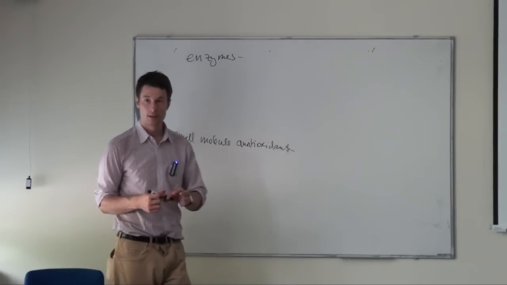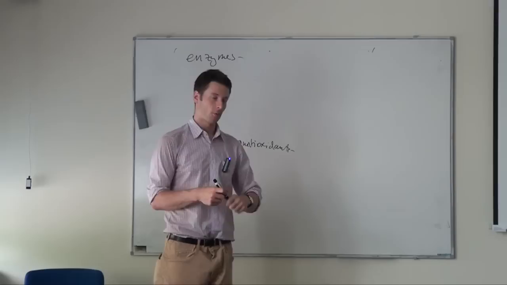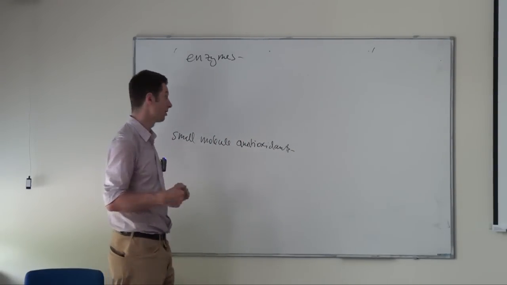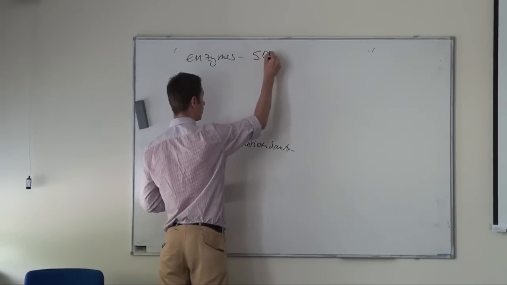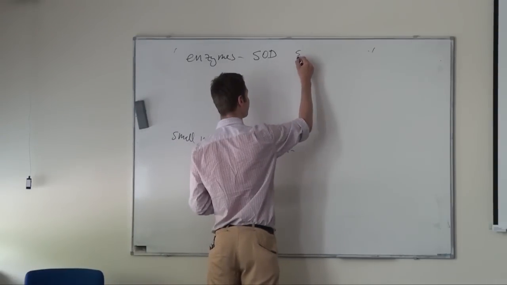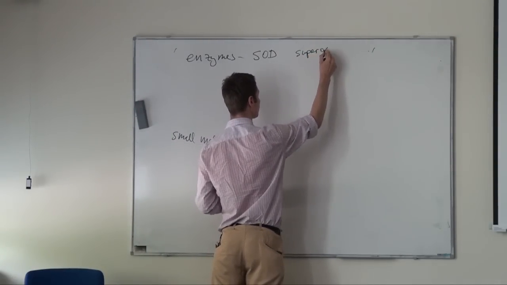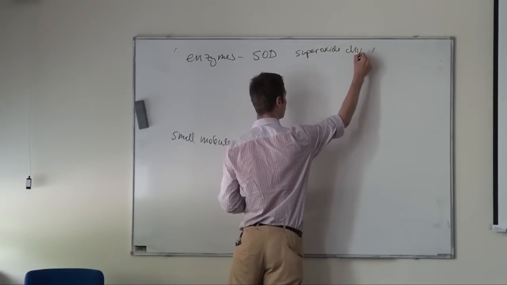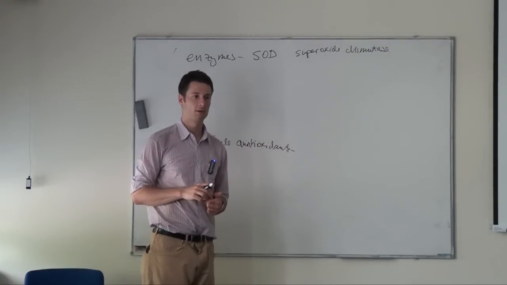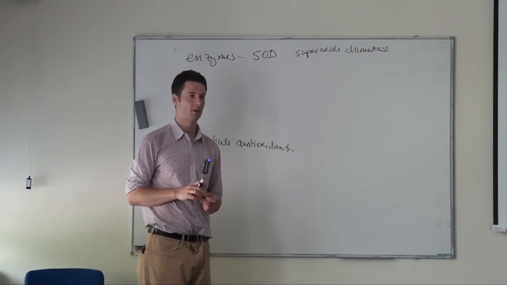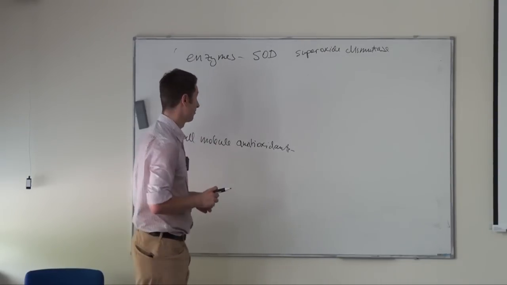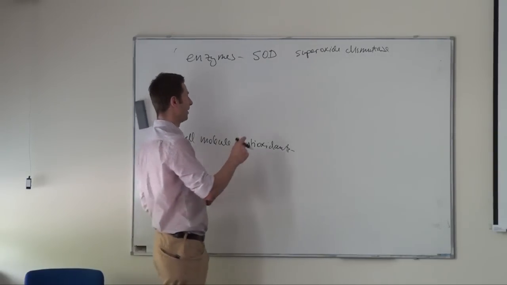Okay. Enzymes. One of the most important enzymes that deals with reactive oxygen species is an enzyme called superoxide dismutase. Have you heard of superoxide dismutase before? Yeah? What did you hear about it? It takes superoxide and makes water. Excellent. Well, it doesn't really make water, but anyway.